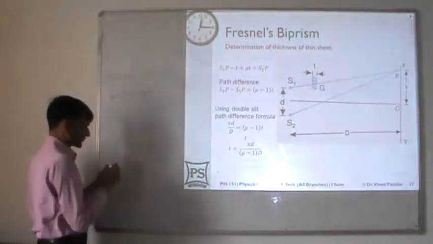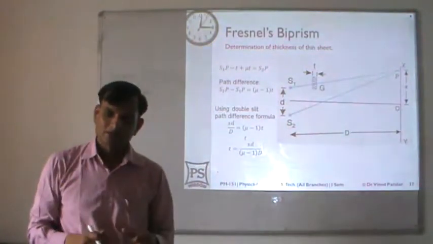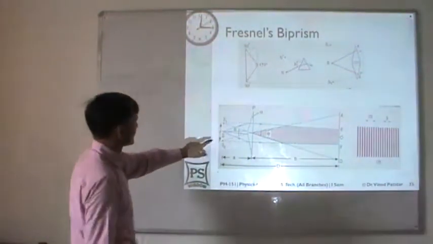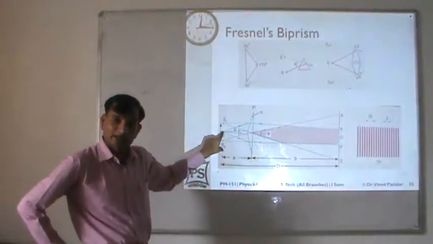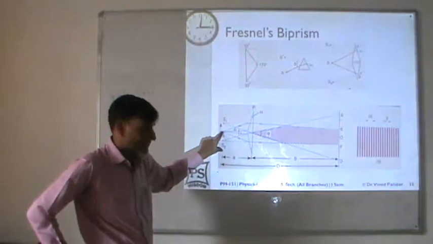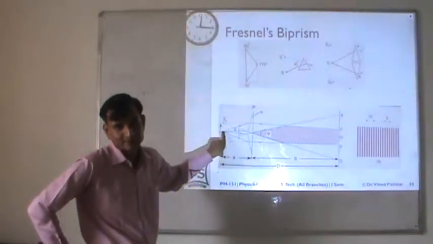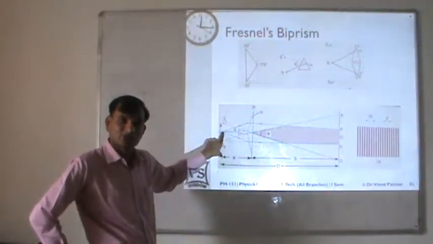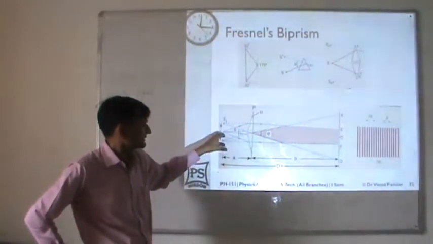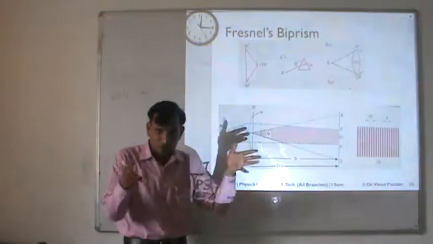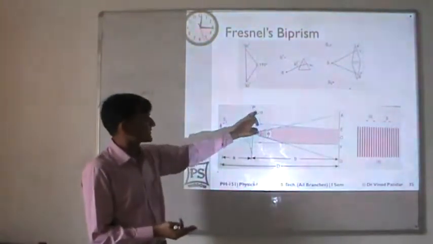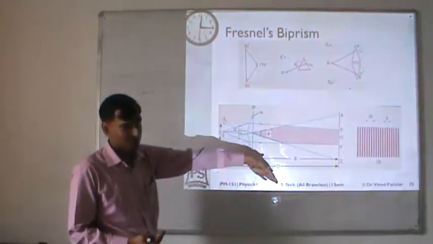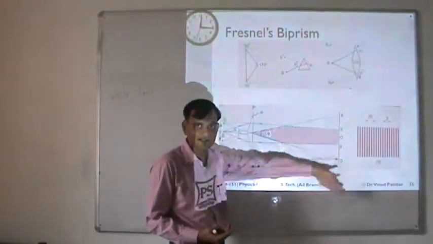Now if, instead of using a monochromatic source in the Fresnel biprism experiment, meaning a single wavelength light source, I use a white light over here, what happens? Because as you know, white light is a mixture of 7 different wavelengths. So what will happen? All these 7 colors of different wavelengths will travel in different directions because of the dispersion. And what will happen? Their overlapping regions would be different.